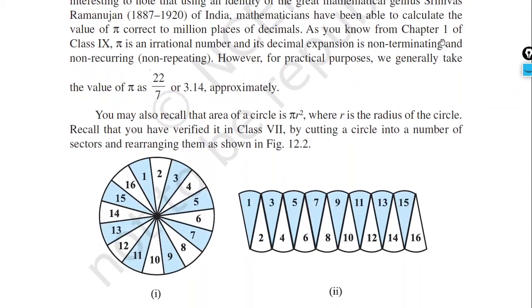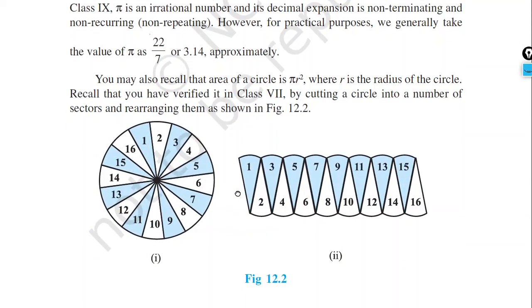If you remember this figure, here we had divided the circle into some equal sectors. Here you can see sector 1, sector 2, sector 3. Here we have divided it into 16 sectors. You can divide it into even more sectors, like 18 or more.